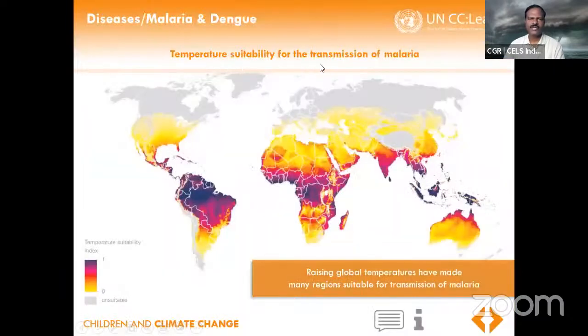Then temperature suitability for the transmission of malaria. If you see, again, high temperatures and relative humidity are very high in some parts of the world where the population is relatively very high. It means the children are also relatively high in number in these areas. So all these areas would get impacted by diseases like malaria caused by mosquitoes. And the rising global temperatures have actually increased the suitability for the transmission of malaria in many areas.